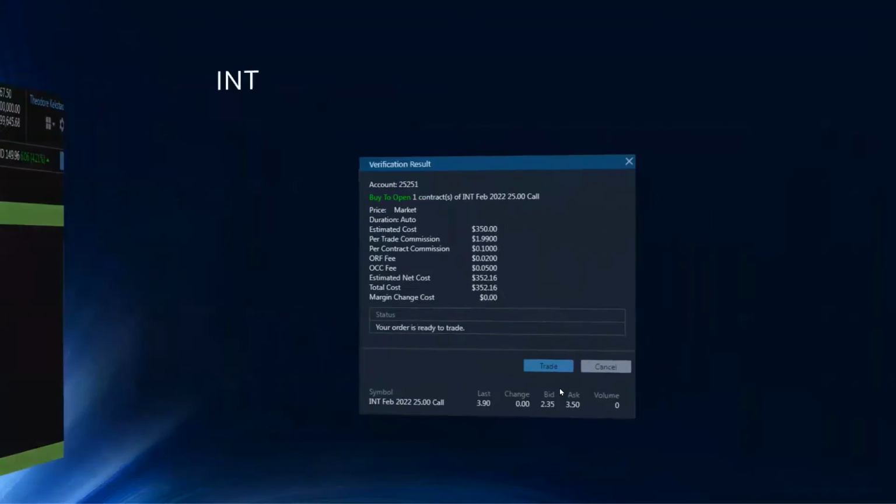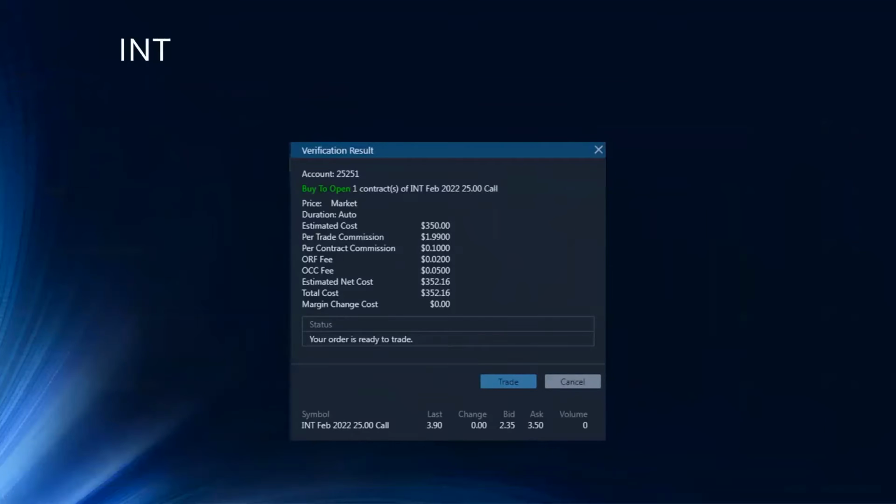And then you would get your next screen, which would be your verification result. Once again, before the trade is actually executed, it makes sure that you've entered everything correctly. So it has your account, it has your buy to open one contract of INT February 2022 $25 call. Price at the market, the cost estimated is $350. Remember that the price to buy the stock was over $2,700. Okay, so when you look at that difference, think about how many options you could own if you wanted to spend the same amount of money.